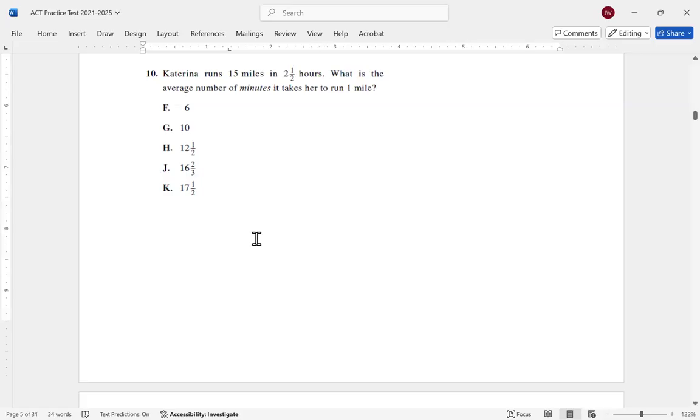Question 10. Katerina runs 15 miles in 2.5 hours. What is the average number of minutes it takes her to run 1 mile? So first off, we have to realize that 2.5 hours, I can multiply that times 60 because there are 60 minutes per 1 hour. So when I multiply that, I end up seeing that 2.5 hours is 150 minutes, okay?